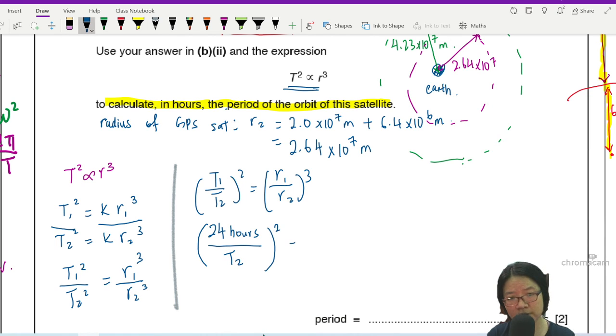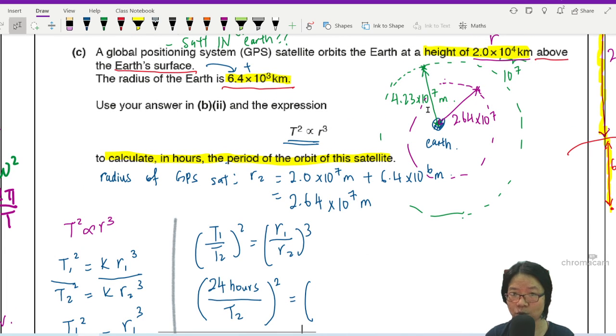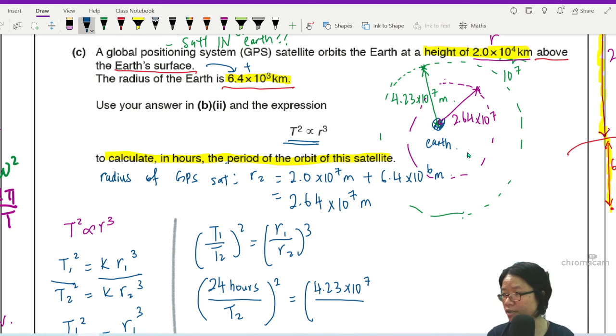This one is squared. What is the first radius? The first radius for 24 hours is the green color pathway, or your answer in the previous part, which is 4.23 times 10 to the power of 7. And the second radius is 2.64 times 10 to the power of 7. Don't forget the power 3 law.